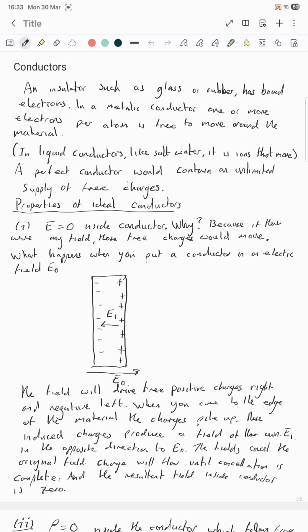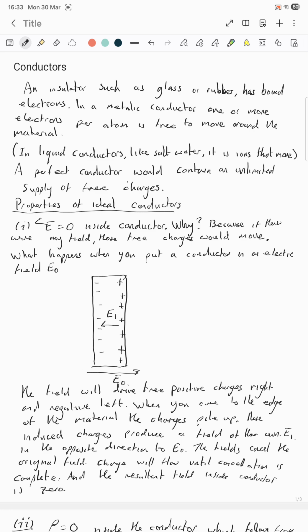But now, properties of the ideal conductor. Our electric field is zero inside the conductor. Why? Because if there were any field, then free charges would move.